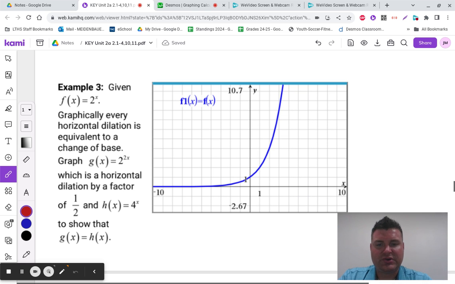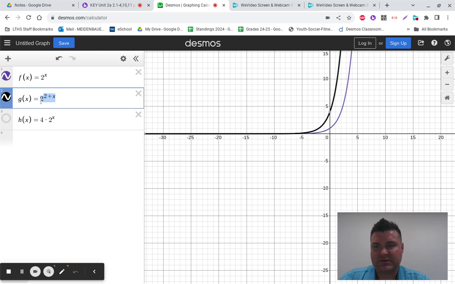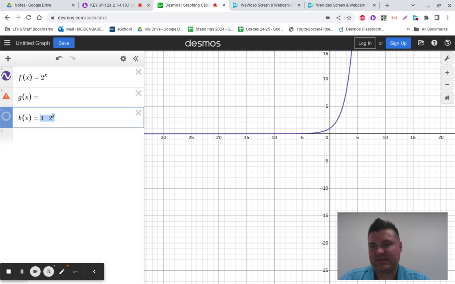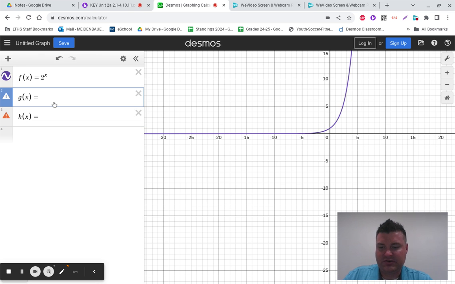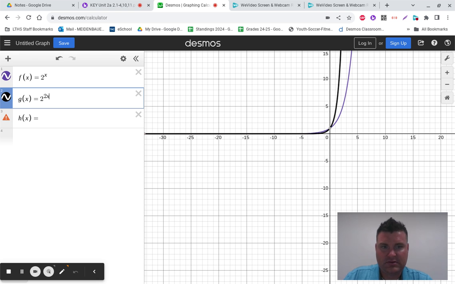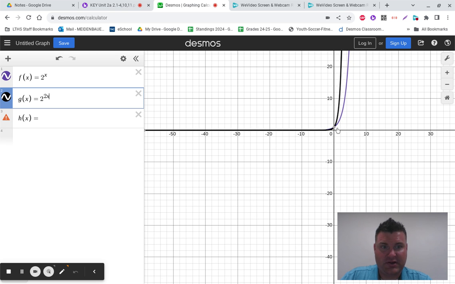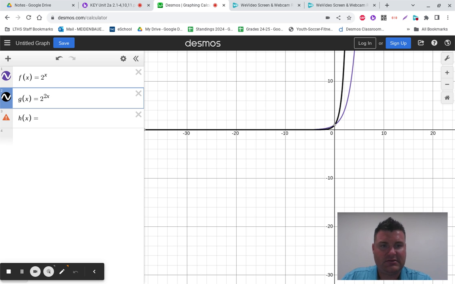Another example here, I'm just going to show you on Desmos in a second. We're again given 2 to the x, and we're going to show you the similarities between a horizontal dilation of a factor 2 and how it can be equated to 4 to the x. So I'll delete these over here. f of x is still the same from my previous question. Now I have g of x, which is going to be 2 to the 2x. You can see 2 to the 2x is going to grow a little bit faster than 2 to the x.